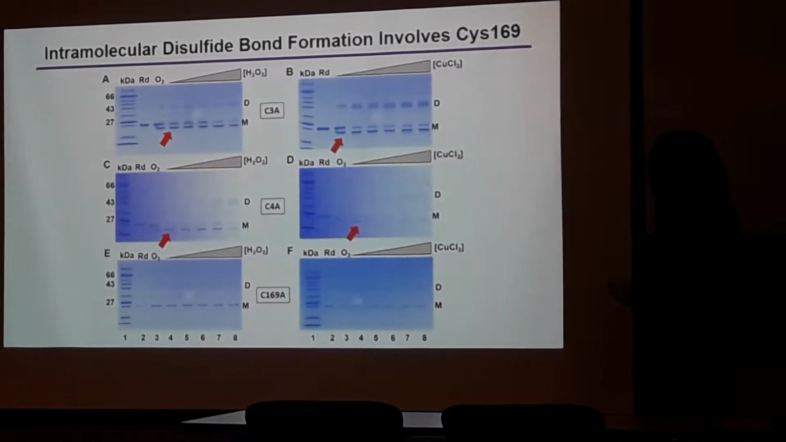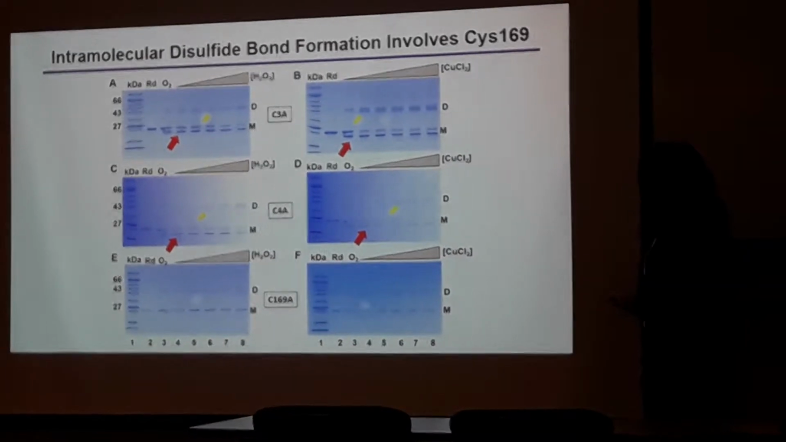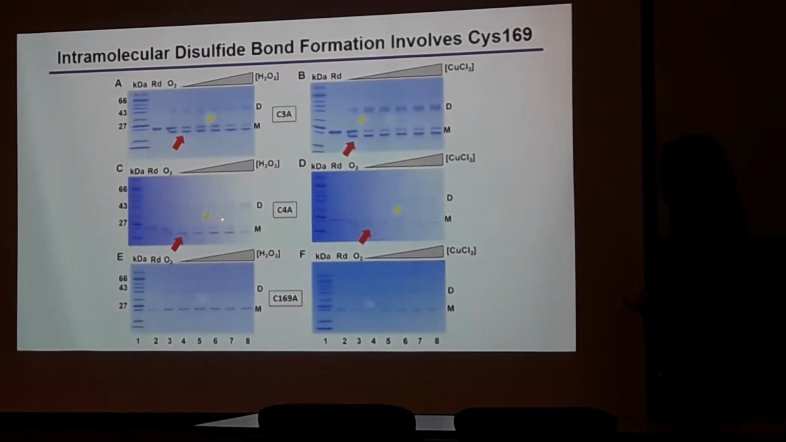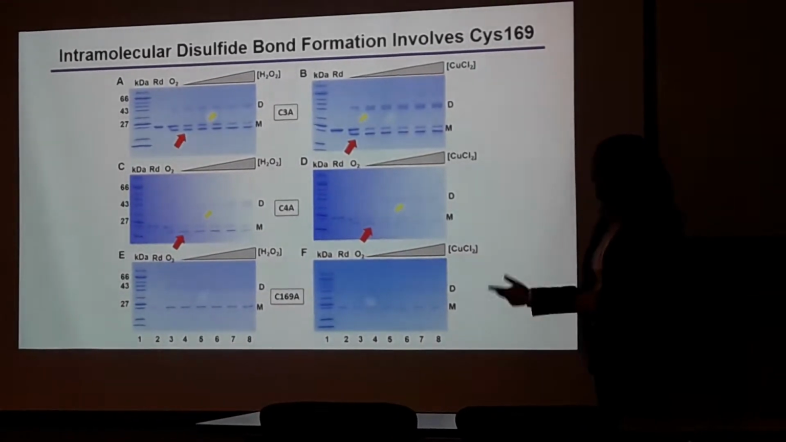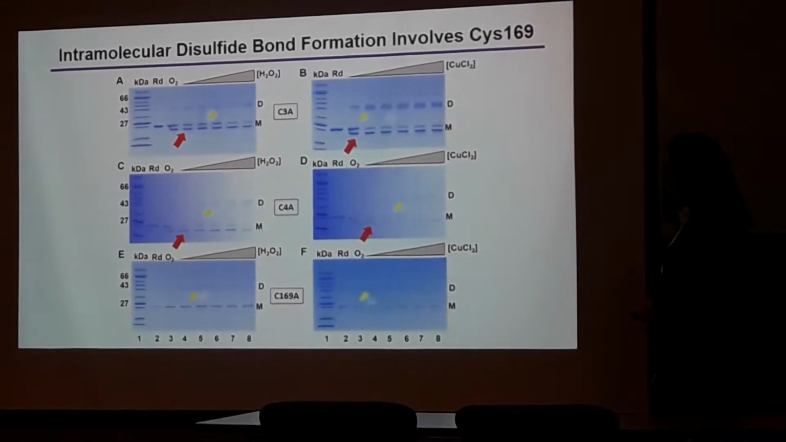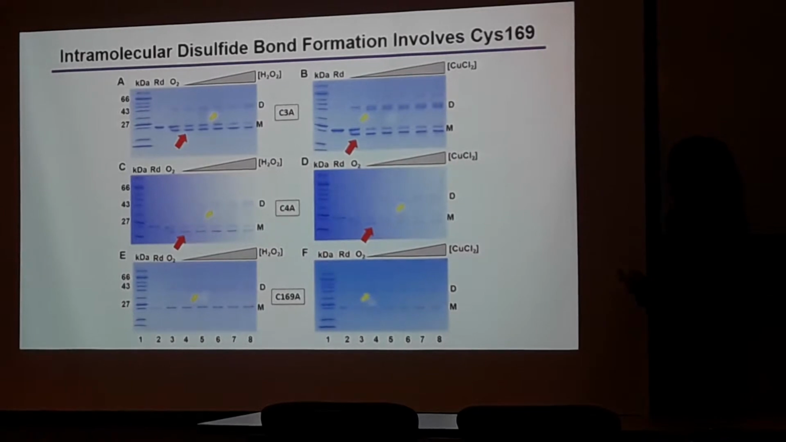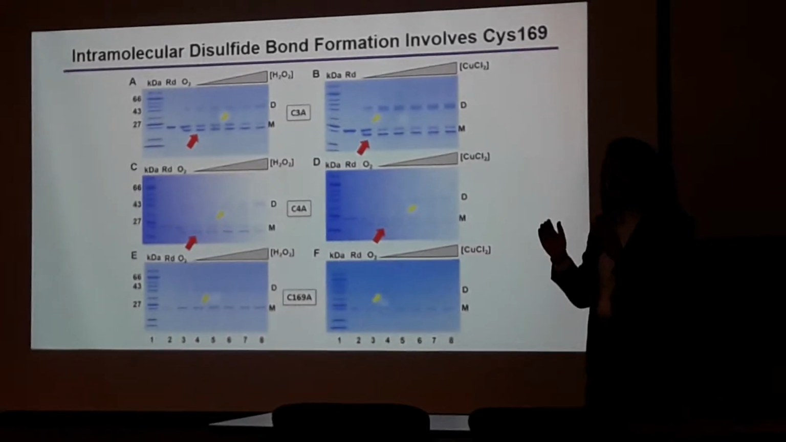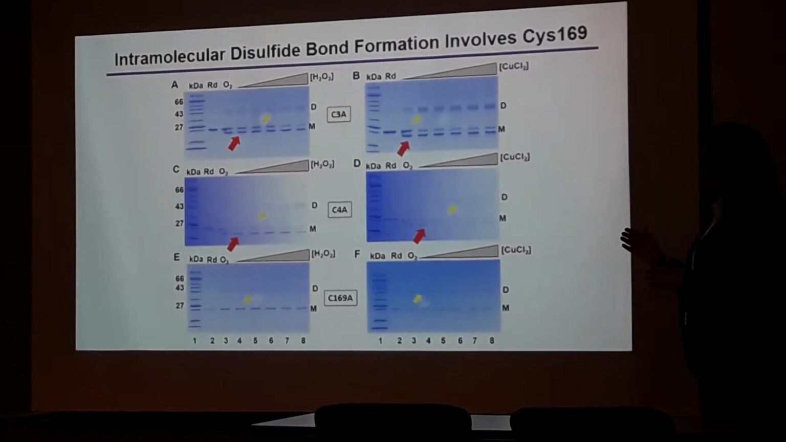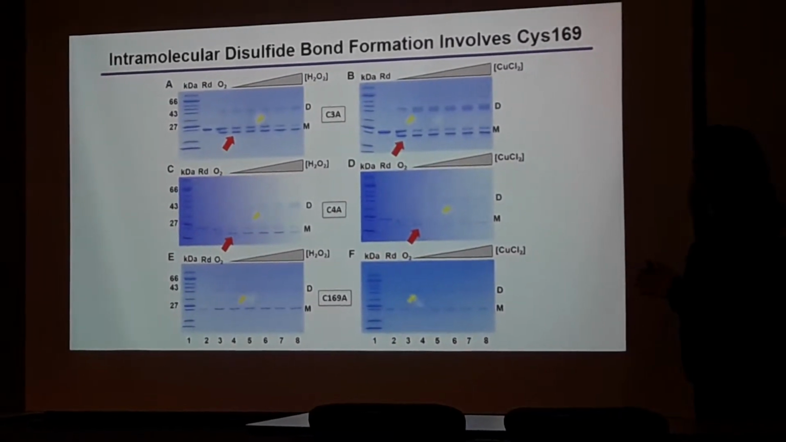Now C3A and C4A, both of them are making 2 distinct dimeric species. But in case of wild type, we have seen 3 dimeric species. And now C169A forms only 1 dimeric species. So that means that the formation of those 3 distinct dimeric species requires each of these cysteines, C3, C4, and C169.